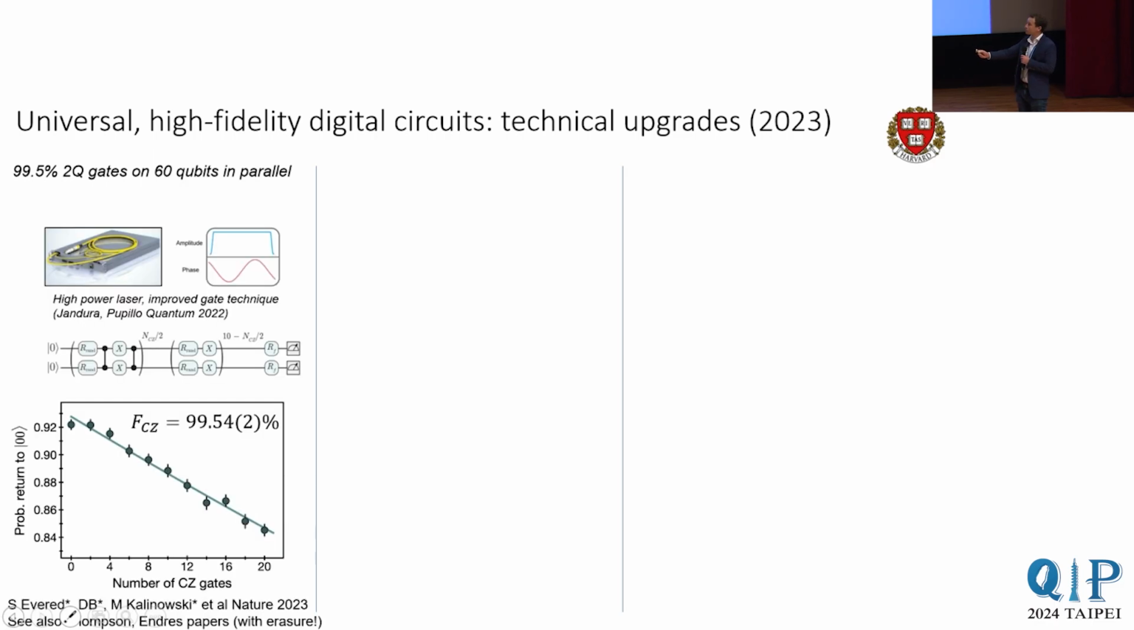And we do this here with higher power lasers and better cooling of our atoms, also this really nice pulse scheme from the Jandura and Pupillo group. And also note that there's also been some other really nice works with neutral atoms as well in gates. So that's how we do higher fidelity 2-qubit gates now.